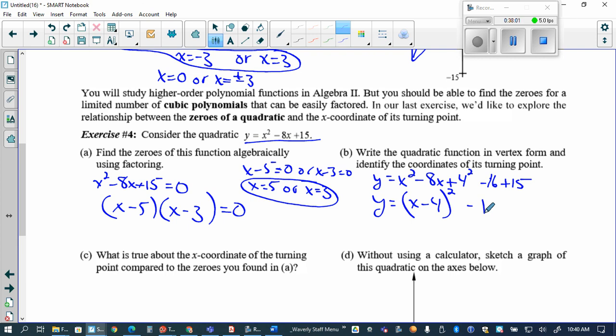What are the coordinates of the vertex? 4 and negative 1. This is when you put the sign. Positive 4, comma negative 1. So the vertex is at 4, comma negative 1. Okay. What is true about the x?